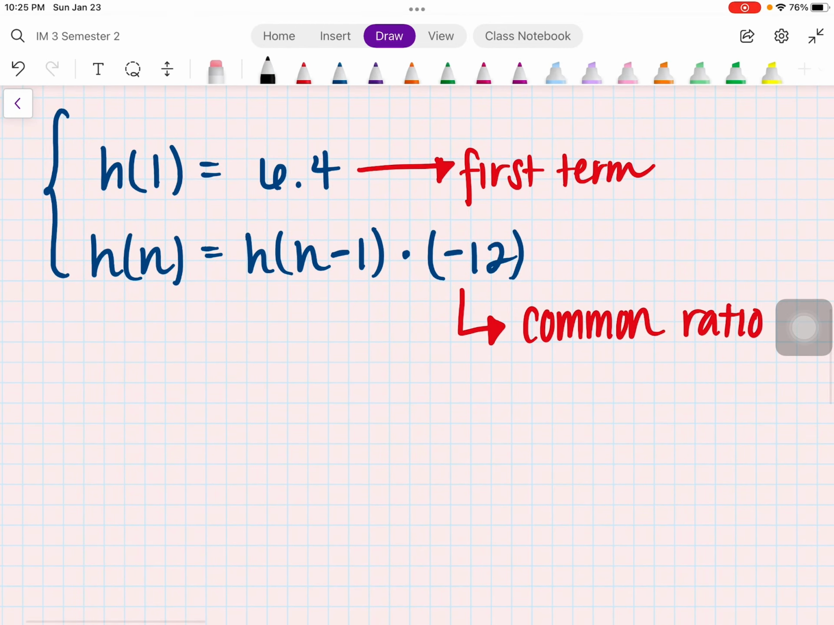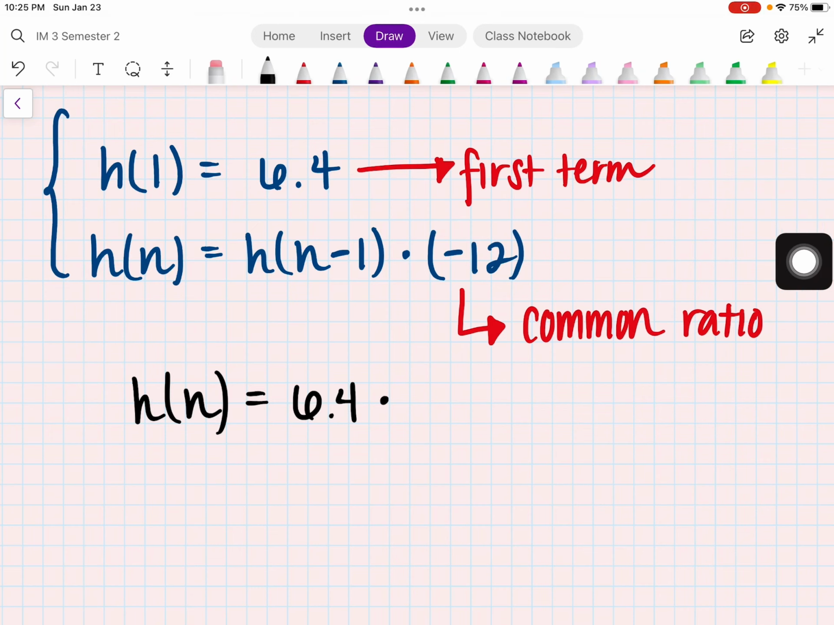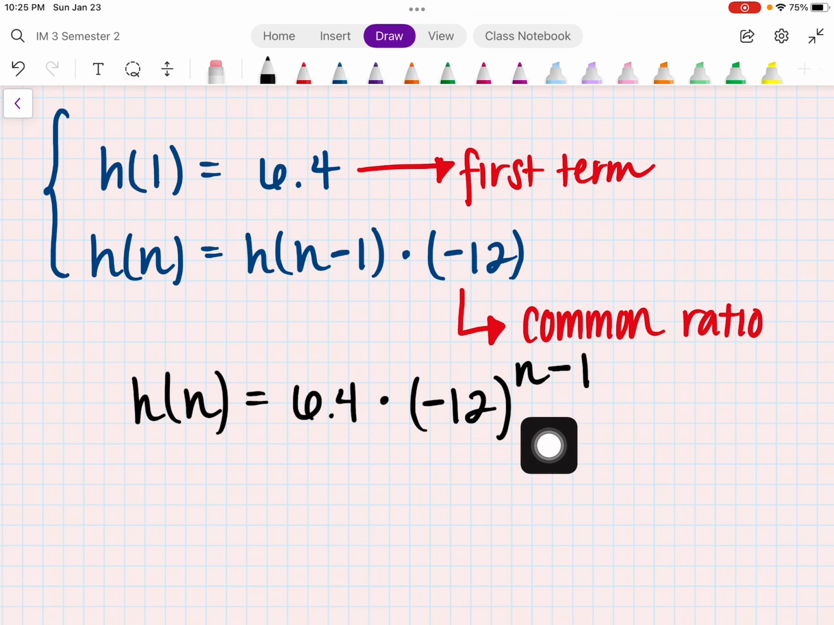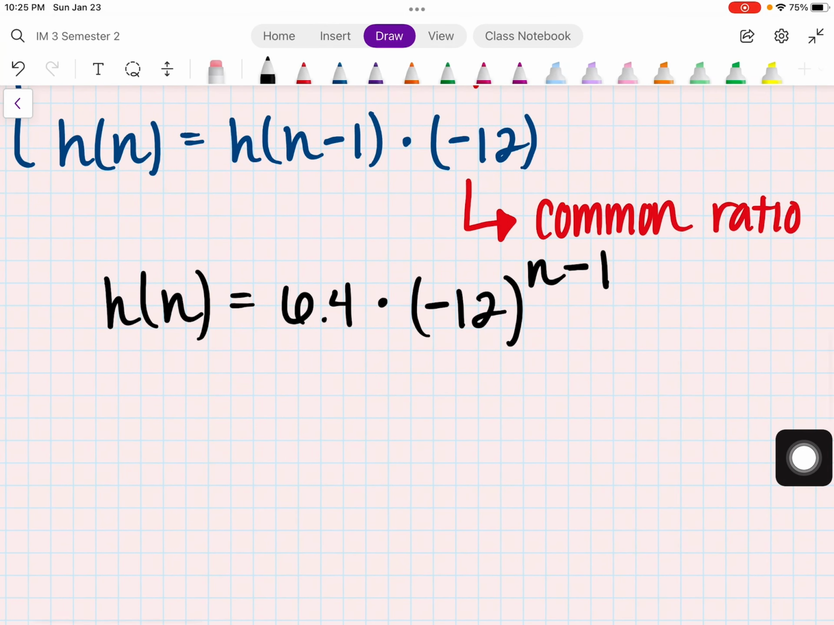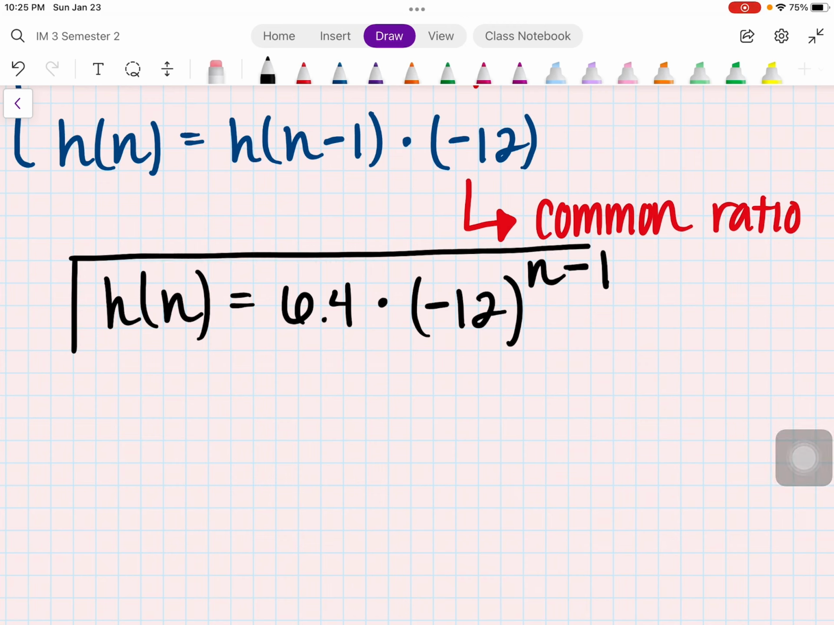In this case, we're going to have h of n equal to our first term, which is 6.4, times our common ratio. And in this case, guys, if you're working with negative numbers, I do recommend writing the common ratio in parentheses, just because we are raising it to the exponent of n minus 1. So we are including the negative value in the equation. And in this case, guys, that would actually be our final answer.